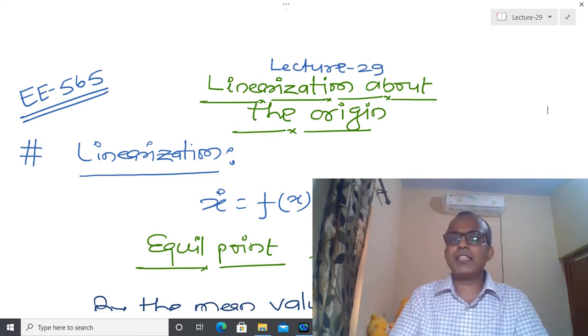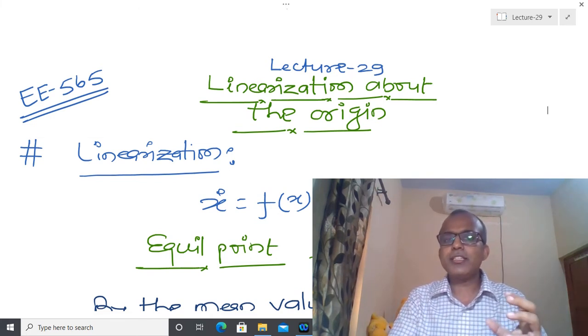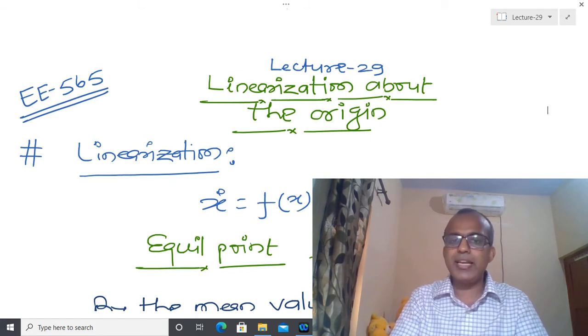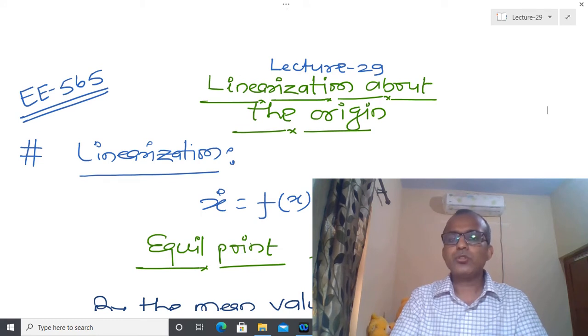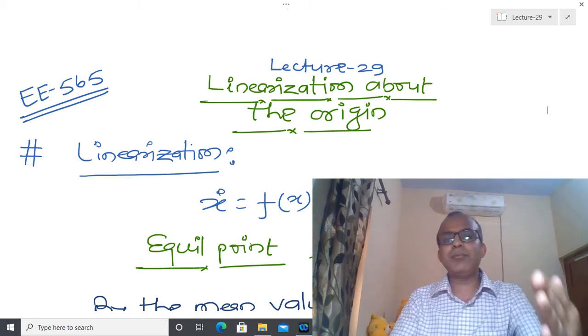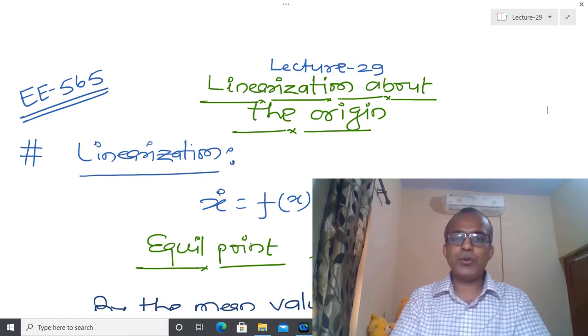to what extent I can talk about the stability of the original nonlinear system by looking at the linearized system. Linearized system means that it is either linear time invariant or time varying. So I will check the stability of the linear time varying or linear time invariant system, and after that I am going to talk about the stability of the original system. Due to that reason this method is also called the Lyapunov indirect method.